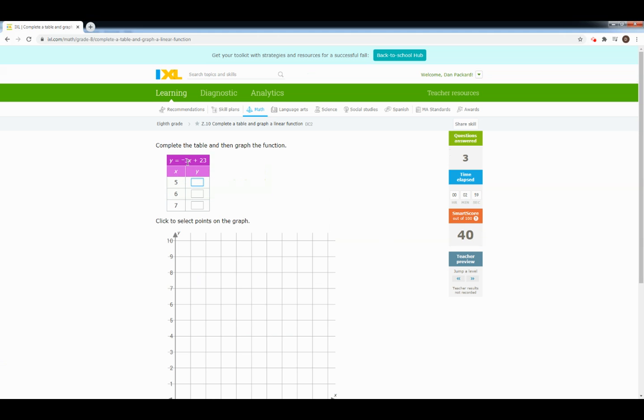Okay, now here is where you're going to want to get out paper and pencil. All right, do not try to do this without paper and pencil.